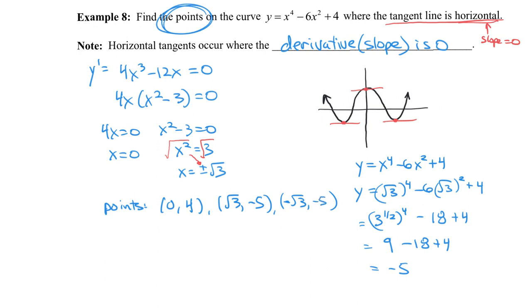And then you can see the points up here. This point here is 0, 4. This point here is the square root of 3, negative 5. This point right here is minus the square root of 3, negative 5. You can also see that my hand sketch is not exactly scaled properly, but not too bad.